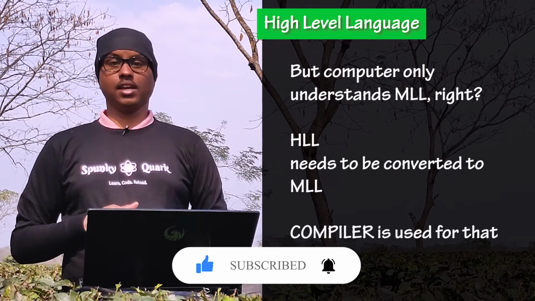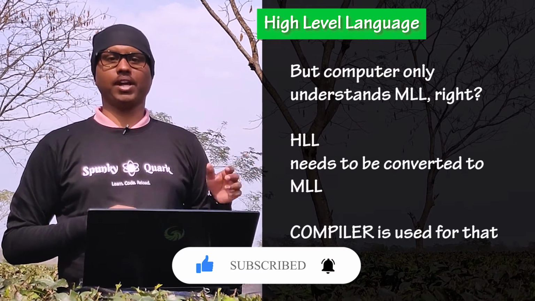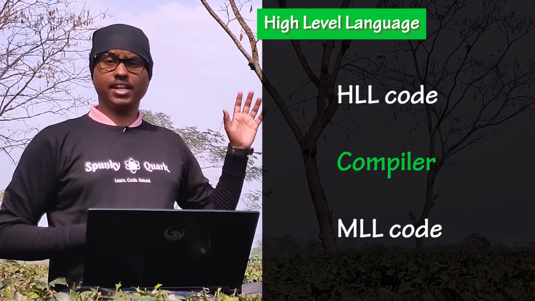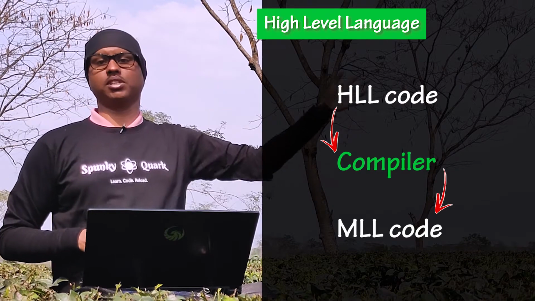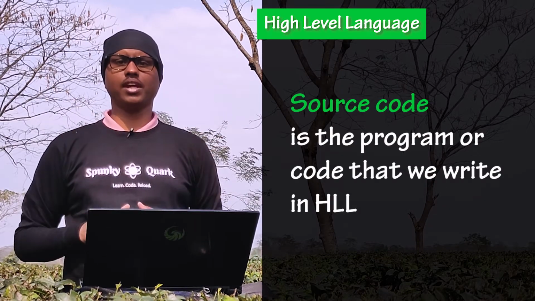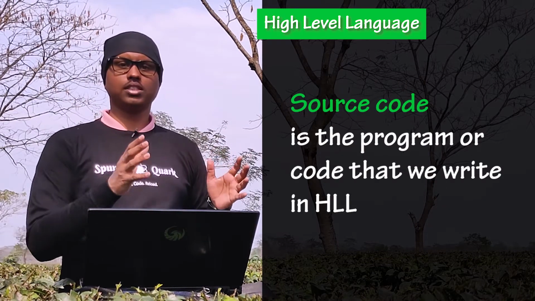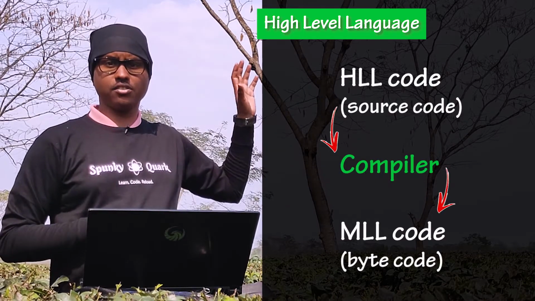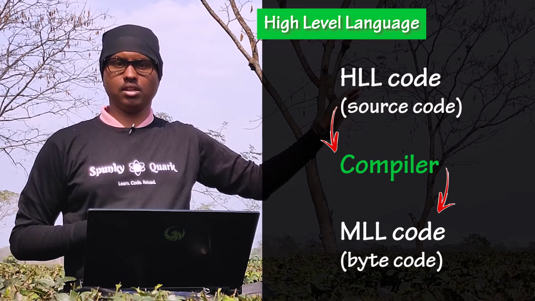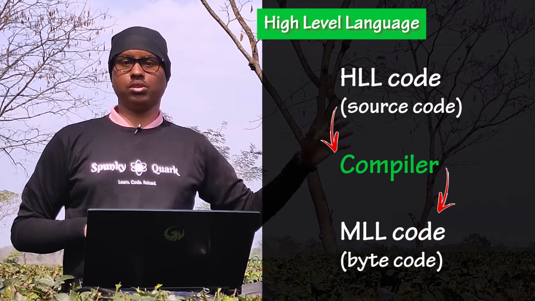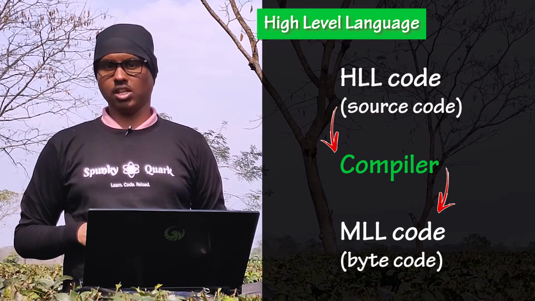And for doing that, we use a program called a compiler. The compiler takes the source code, that is the high level language code, and translates it into the machine level language. The program that we write, the code, is called the source code. The source code that is translated from high level language to machine level language by the compiler is known as the bytecode in Java, just in Java.